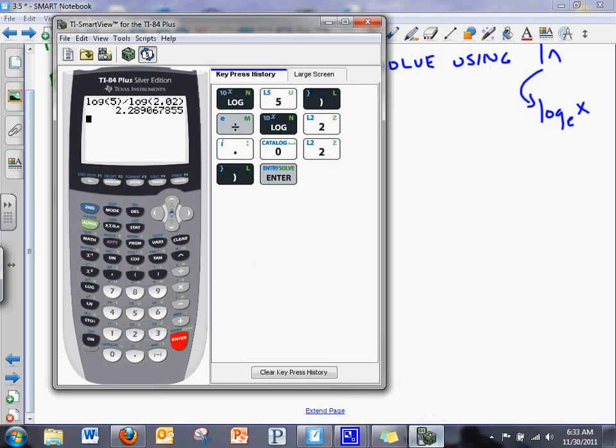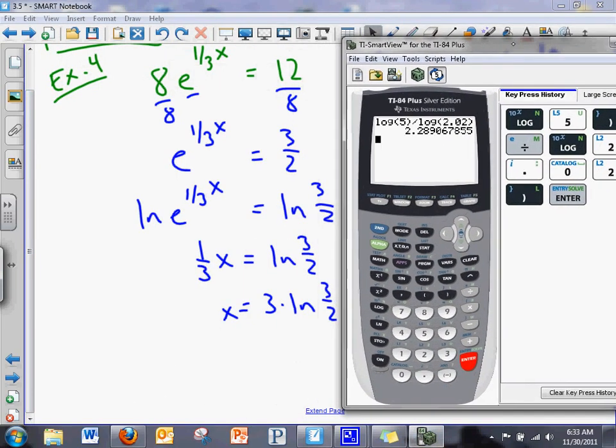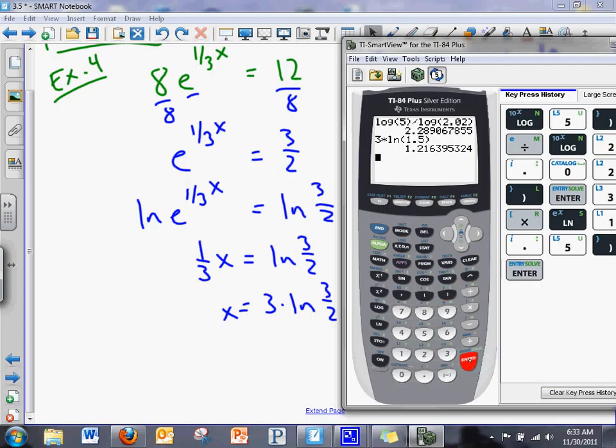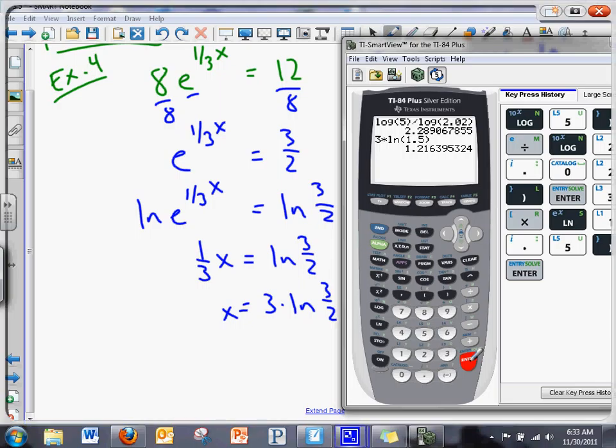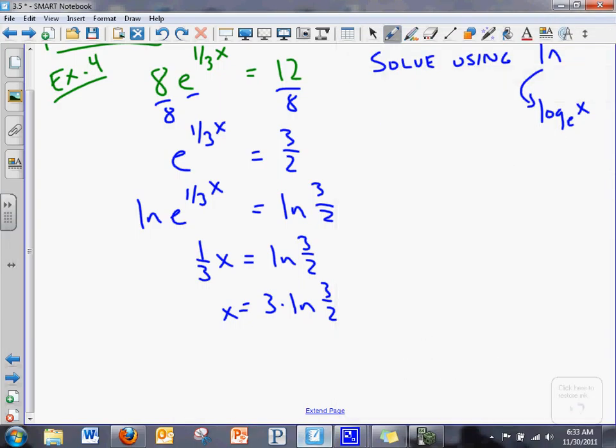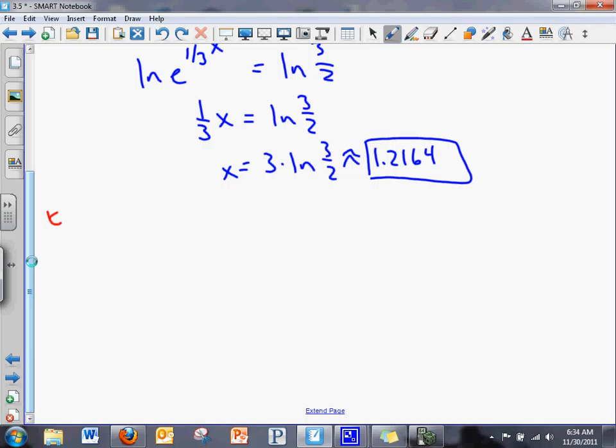Alright, so I'm going to figure that out on my calculator real quick. 3 times natural log of 1.5, I'll say 1.5 to make it easy. There we go. 1.2164. So this is approximately 1.2164. Beautiful. Alright, so we use natural logs there because the base was e. We just solved another exponential equation using logs. Amazing. Alright, let's do example number 5.